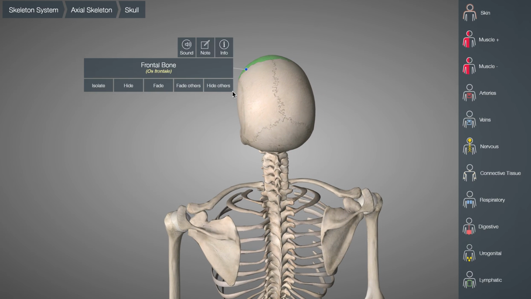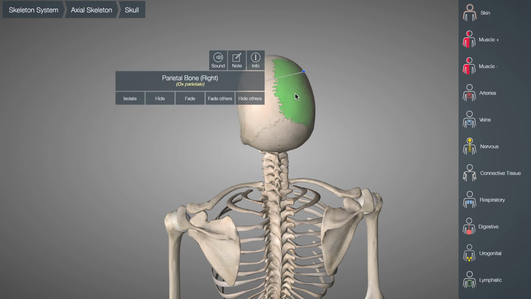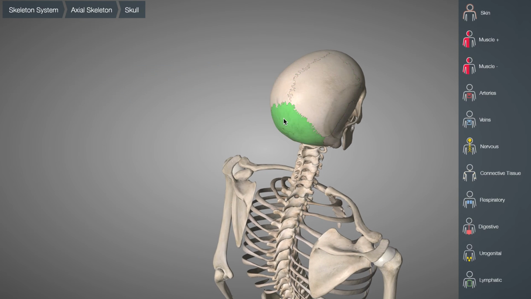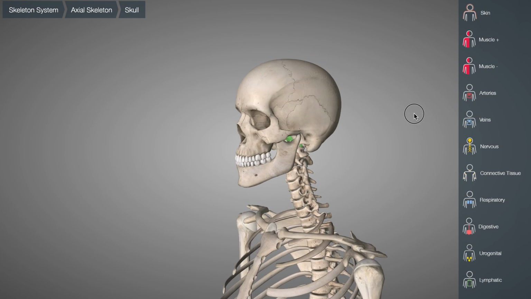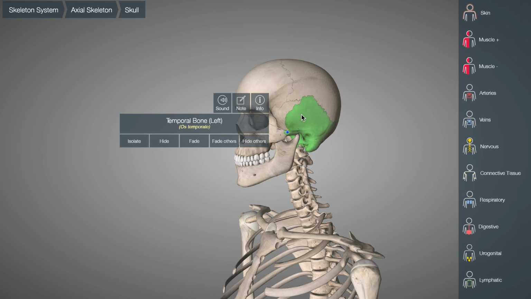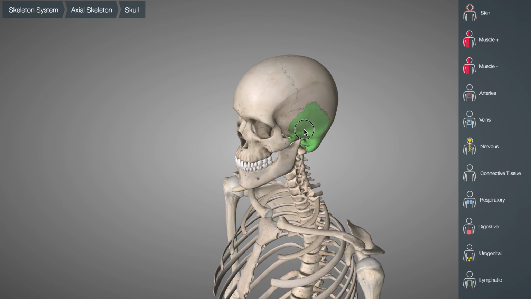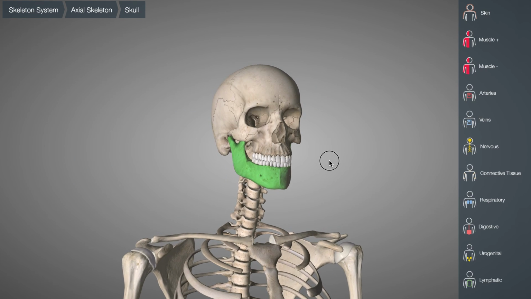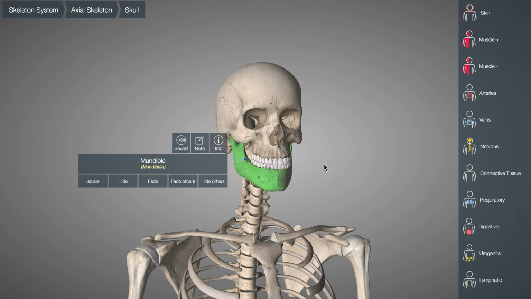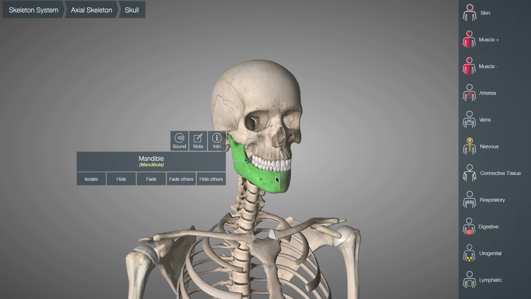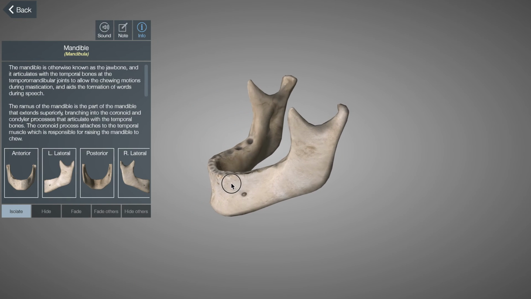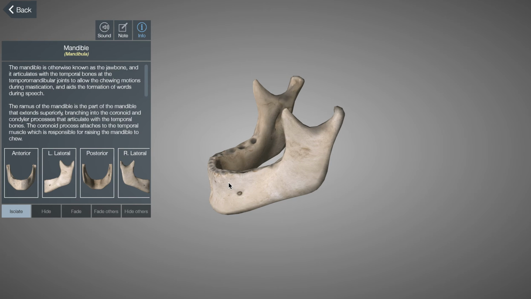On the sides, right over here, you have the parietal bones. On the back, you have the occipital. This right over here is called the temporal bone. And this is the mandible. Many anatomy books are starting to call this the dentary, but either is acceptable. And I'll go ahead and isolate it because it's actually a really cool bone as well. And we can look at several features on it as well.